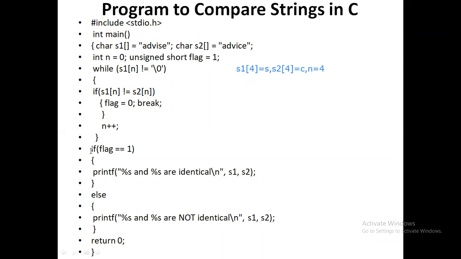Now the next step: if flag is equal to 1, printf both are identical; else the flag is 0. In the example which I have given, S1 is ADVISC and S2 is ADVAC. At S1 of 4 the conflict came, so the else statement will be executed. So what is the output? S1 and S2 are not identical. That will be the output. You can see on the screen.